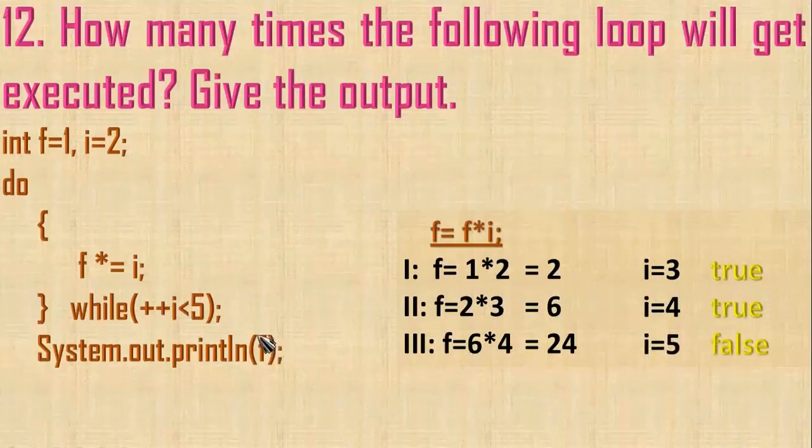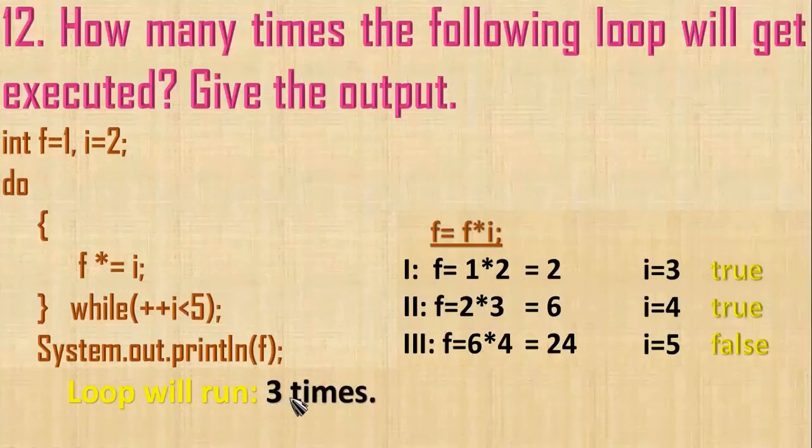So it will come out of the loop. So it will print the result of f. So the last result stored in f is 24. So it will be printing 24 as the answer. It will run 3 times.